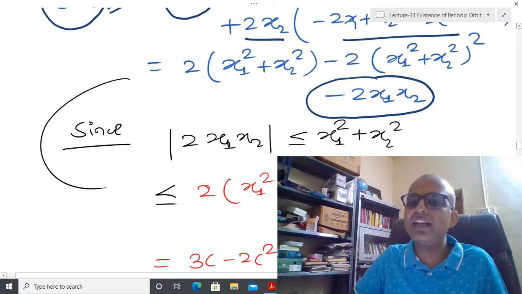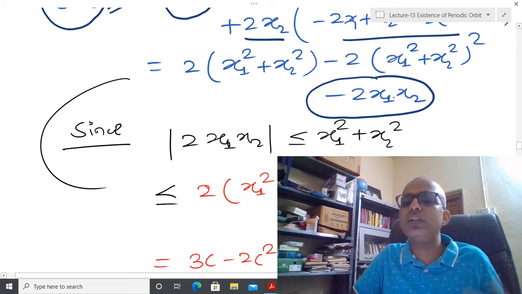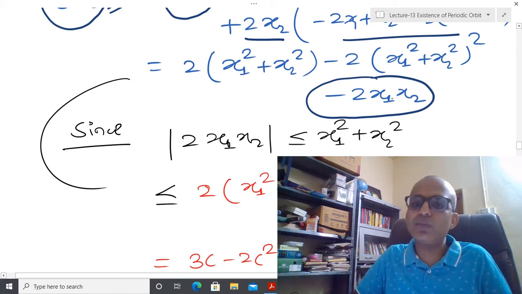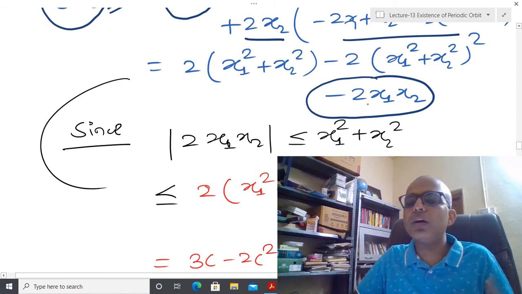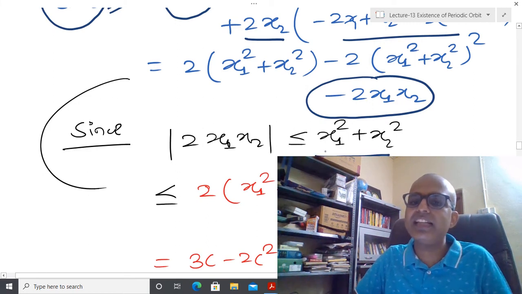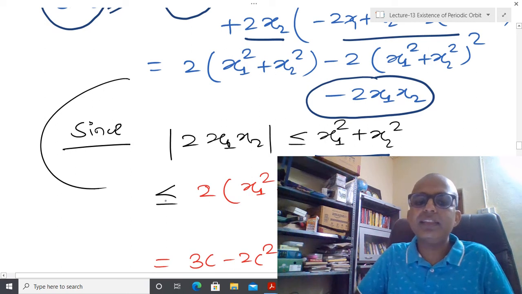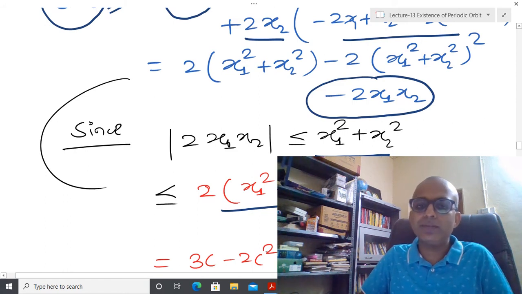Worst case is that, since I don't know the values of x1 and x2, sometimes that is positive, sometimes that is negative. So I am going to consider the positive value. And the positive value in the worst case is equal to this, and due to that reason this inequality comes into picture, and after that I have this. Now I know that x1 square plus x2 square is c, so I have c here and I have 2c here, so 3c comes into picture, and after that x1 square plus x2 square is c square, so 2c square.